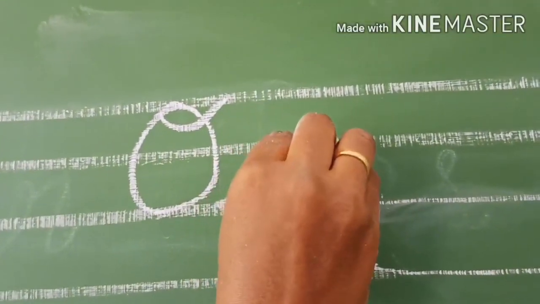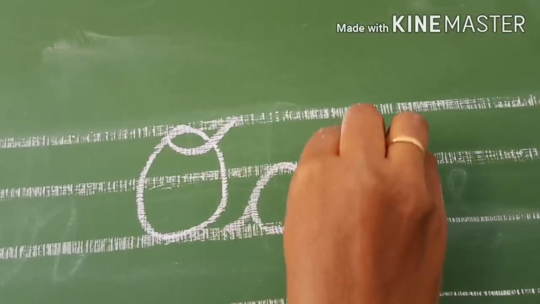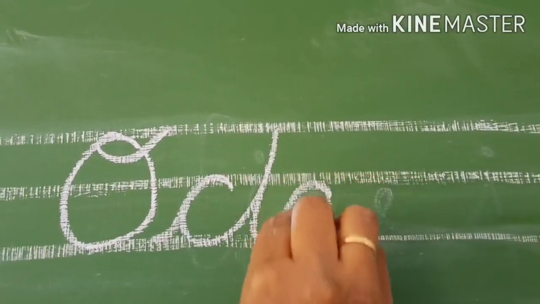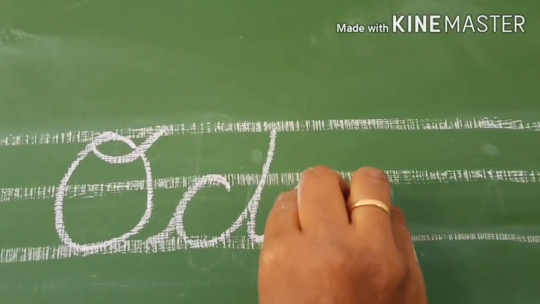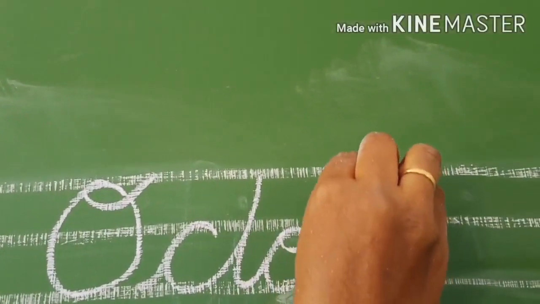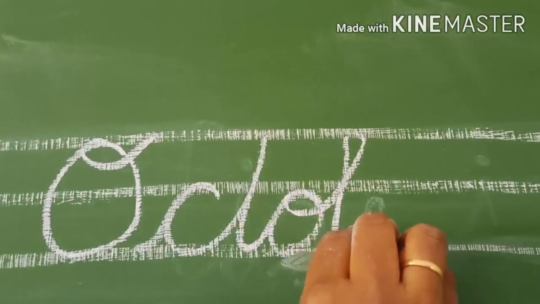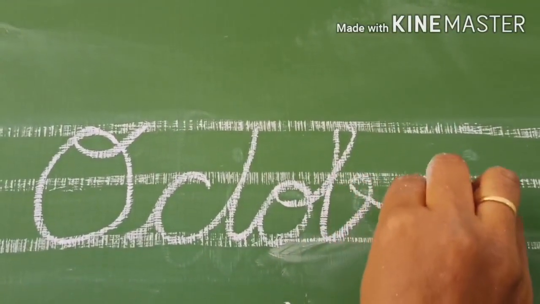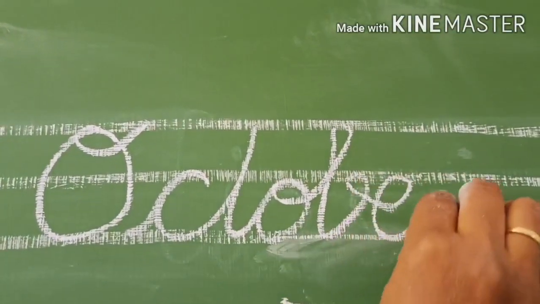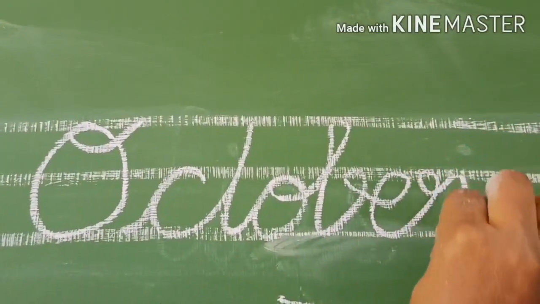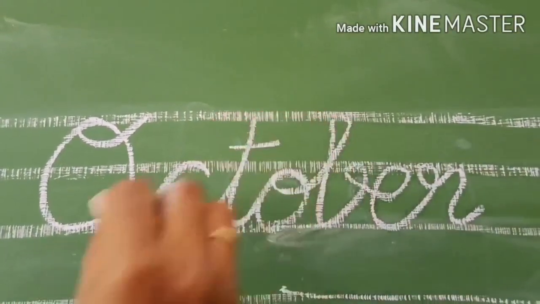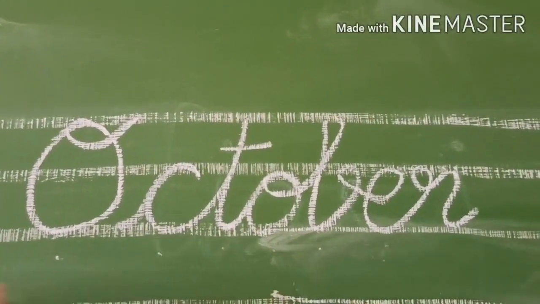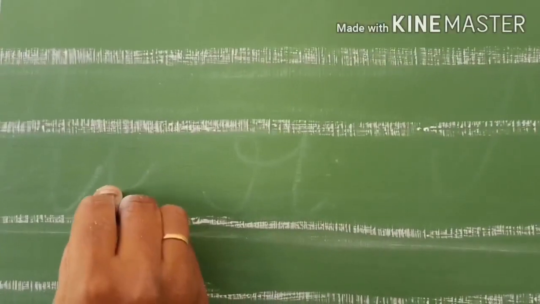Then you write C, touch the middle line and base line. T, you should touch the top line, middle line and base line. O, you should touch the middle line and base line. B, you should touch the top line, middle line and base line. E, you should write the middle line and base line. R, you should touch the middle line and base line. O C T O B E R, October.